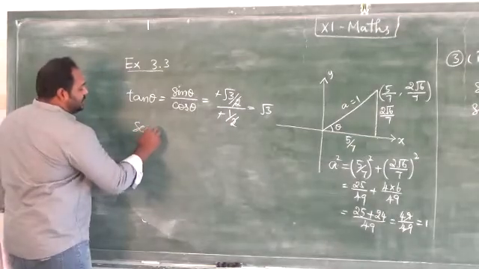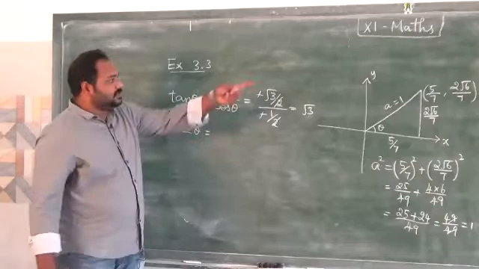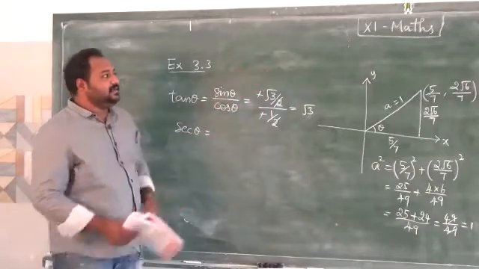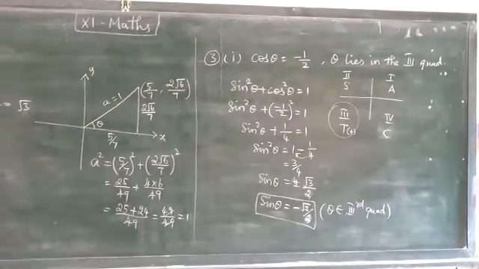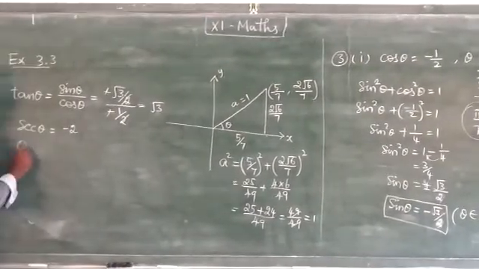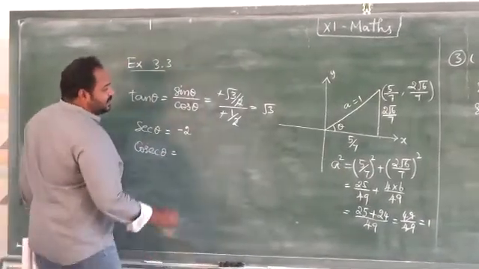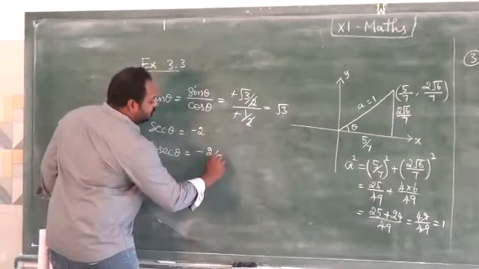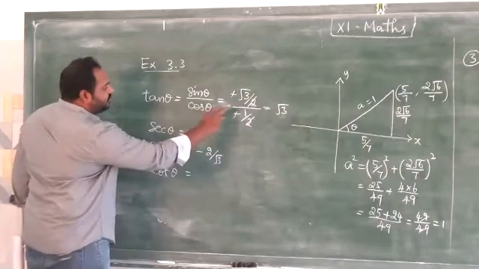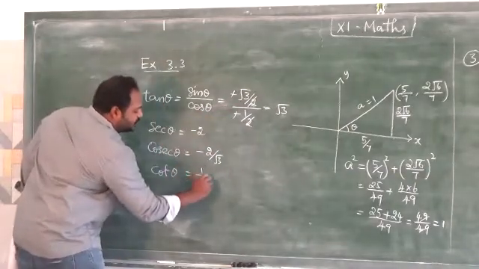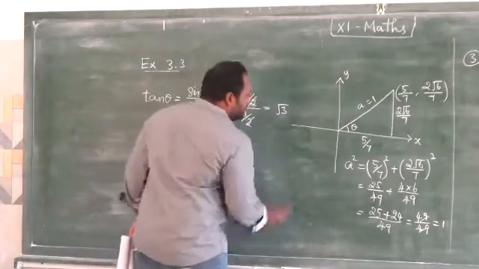Next, secant theta. These are all very easy because it is a reciprocal of cos theta. Already cos theta is given. So cos theta reciprocal, minus 1 by 2 is minus 2. Next, cosecant theta is reciprocal of sin theta, it is minus 2 by root 3. Next, cot theta is a reciprocal of tan theta, it is 1 by root 3. So question number 3 is over.